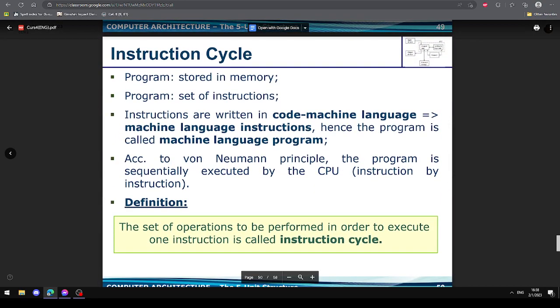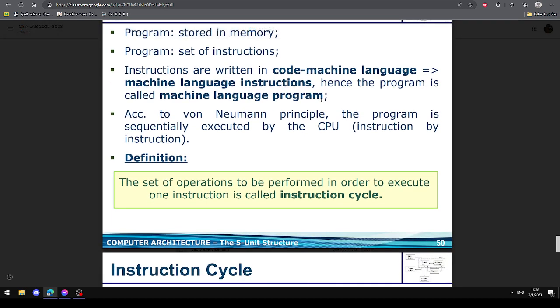Instruction cycle. Program stored in memory. Program: a set of instructions. Instructions are written in machine language code, hence the program is called a machine language program. According to the von Neumann principle, the program is sequentially executed by the CPU, instruction by instruction. Definition: the set of operations to be performed in order to execute one instruction is called the instruction cycle.